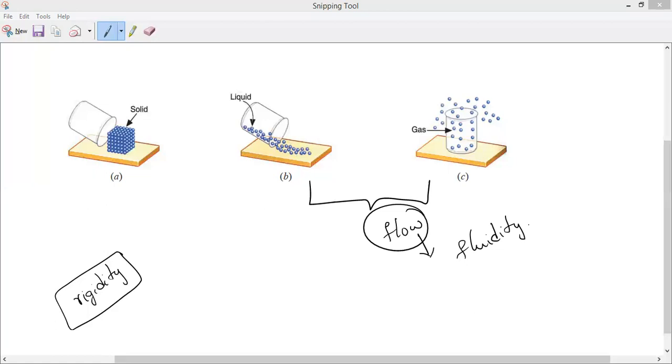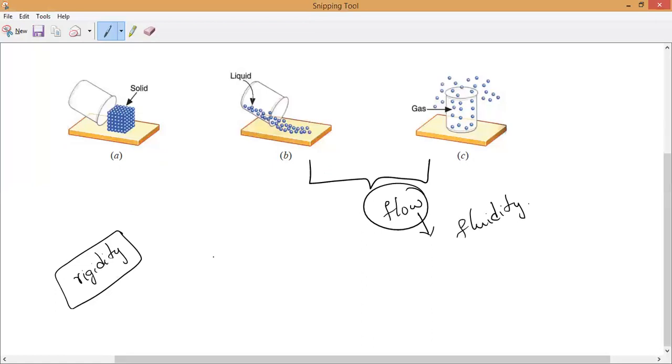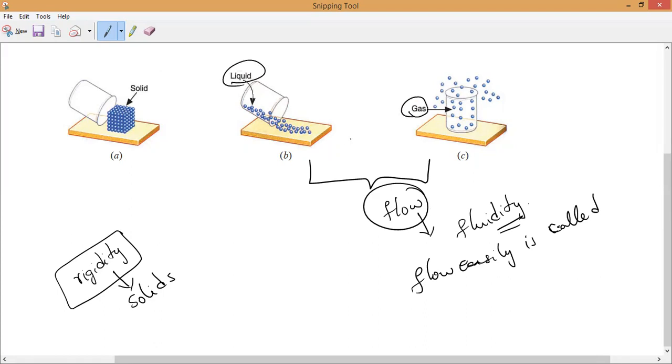Next, fluidity. What do you mean by fluidity? Anybody can tell me? The substances which can flow easily are called fluidity. Now, what are the examples of rigidity? Examples of rigidity are solids. Examples of fluidity are liquids as well as gases. That is what you have to remember. Understood, everyone?